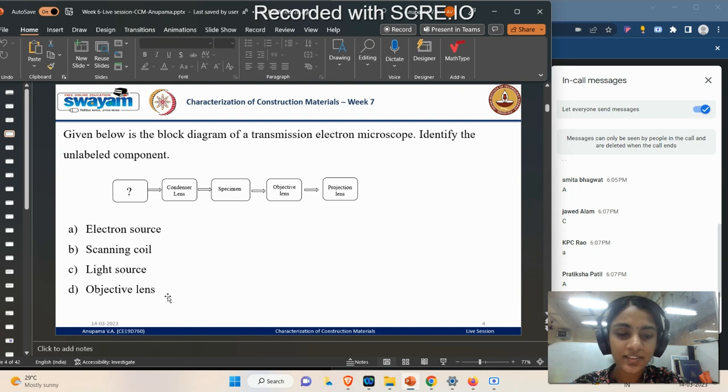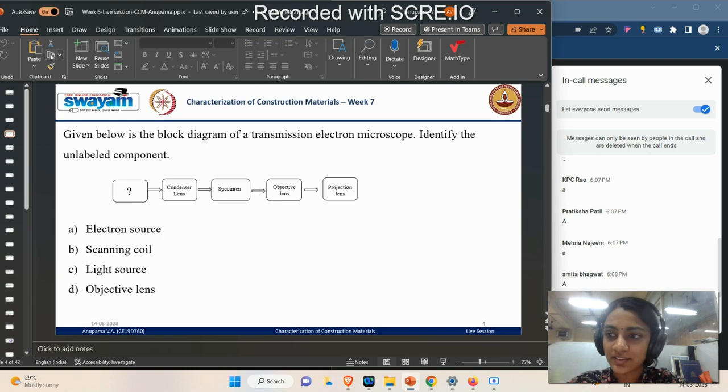Others, just respond. Let it be right or wrong. It doesn't matter. What matters is that you should understand the concept by the end of this class. That's it. Okay, Mehna also goes with A, electron source. Smita also goes with A.